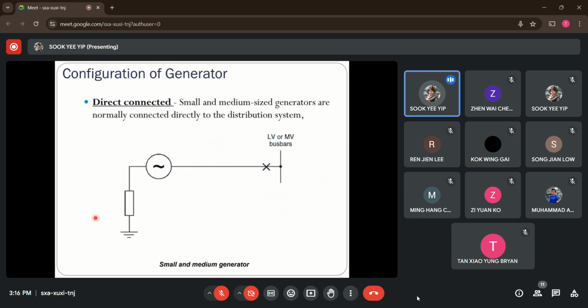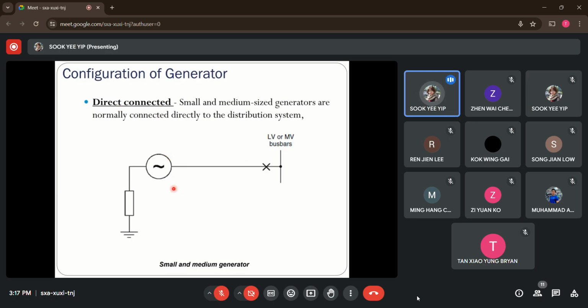So now we will talk about the configuration of the generators that we can use in power system networks. Depending on the size of the generators, we have two kinds of connection or configuration. One is known as the direct connected configuration. Another one is the unit connected generator system. The direct connected system is also known as the bus connected system, typically with low impedance. It is configured for small or medium size generators. You can see the generator directly connects to the bus. That's why it is known as a direct connected generator system.